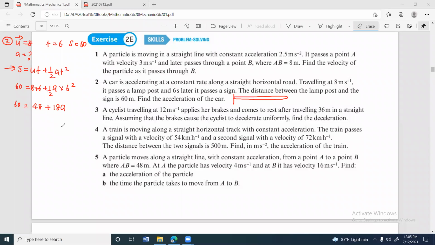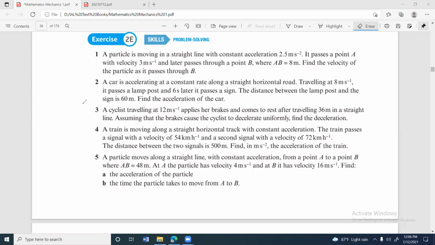So 18A equals 60 minus 48, that is 12. Therefore A equals 12 divided by 18. Then A becomes 2 over 3, 0.67 meters per square second would be the final answer for this question. That is the way of getting the answer. It's not written in the book, I just typed the different point over here. That's all.